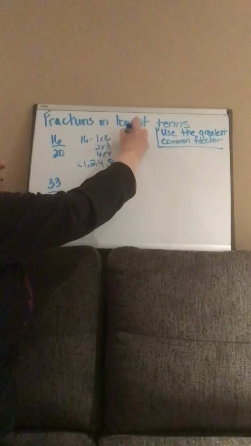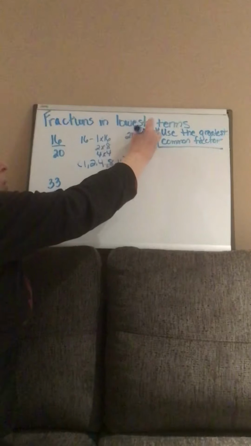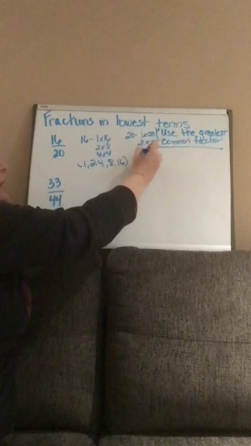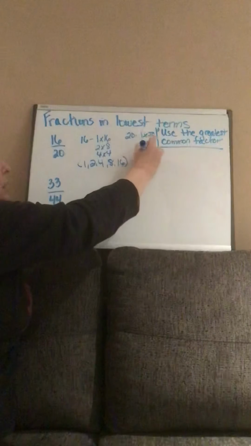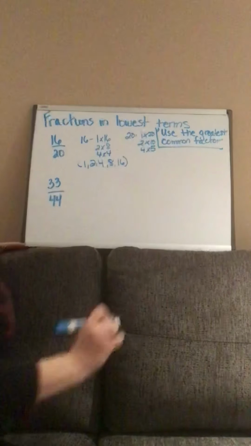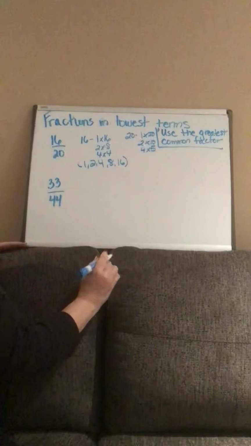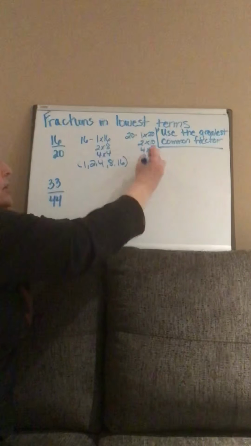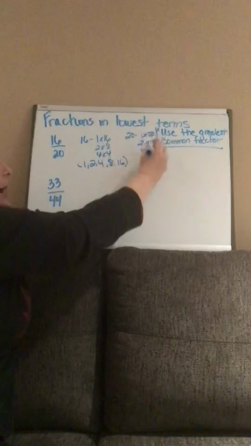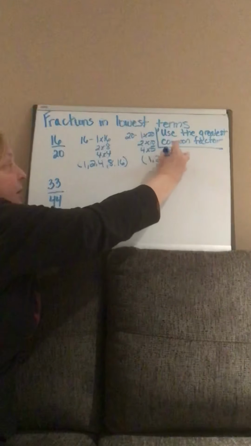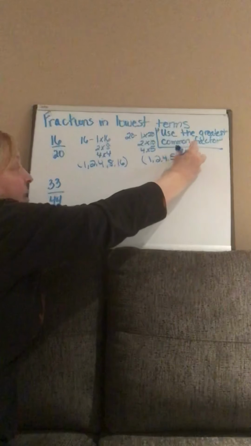Now I'm going to do the factors of 20. 1 times 20, 2 times 10, 3 does not work, 4 times 5. And again, I know I'm finished because there's no numbers between 4 and 5. So my factors of 20, I do the smiley face. 1, 2, 4, 5, 10, 20.